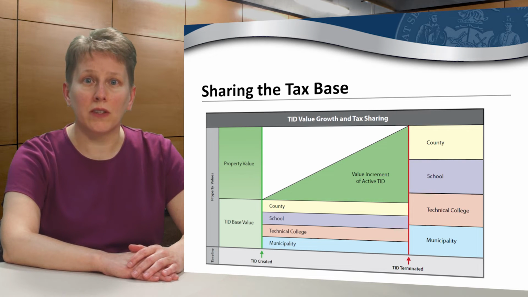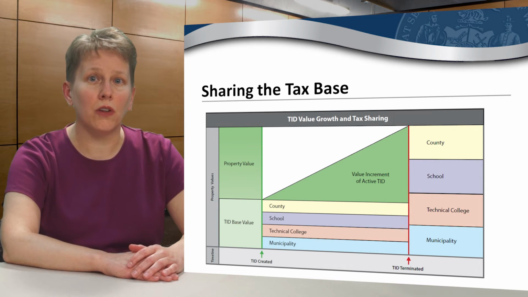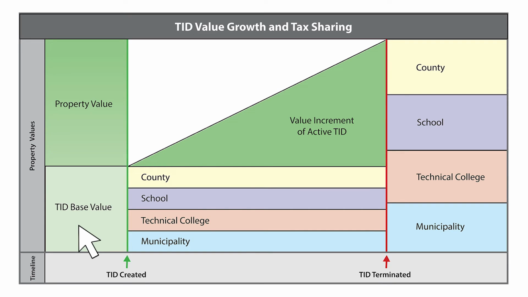This chart represents property values during a TID's life. When a municipality creates a TID, the base value of all taxable property within the defined boundary is established. The county, school, technical college, and municipality are the overlying taxing jurisdictions for the property in the TID. Each taxing jurisdiction collects taxes on the TID base value. After the TID is created, each continues to receive the tax revenue on the TID base value.